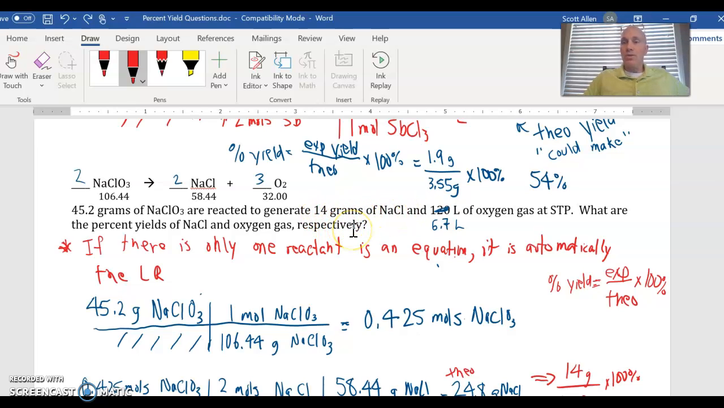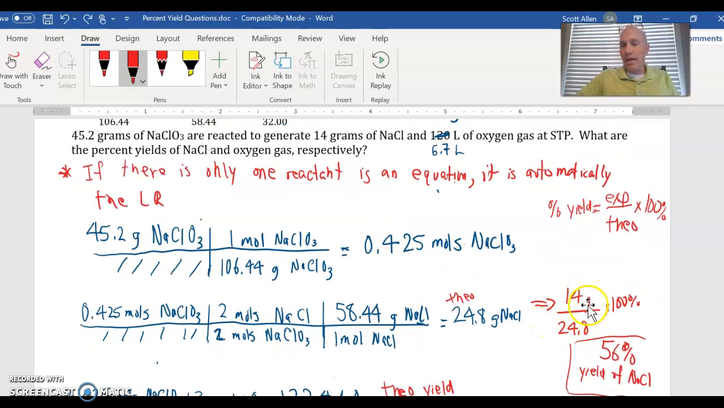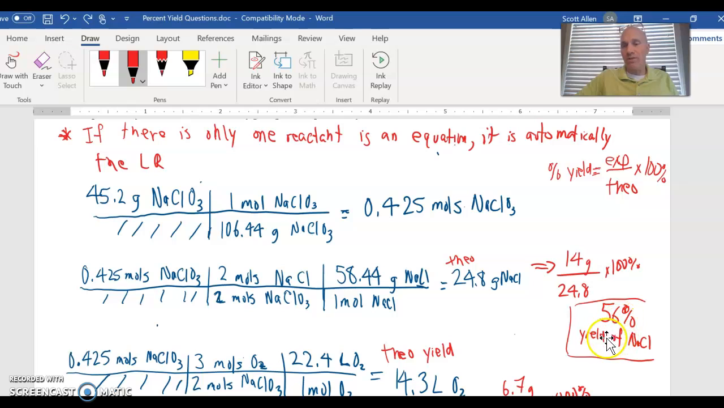All right. So to do the percent yield, you need to compare the actual number of grams to the theoretical number of grams. So we can calculate that the percent yield is 56%.